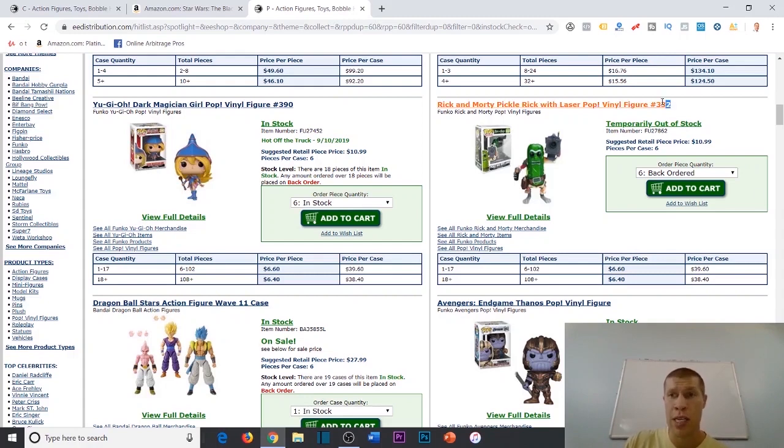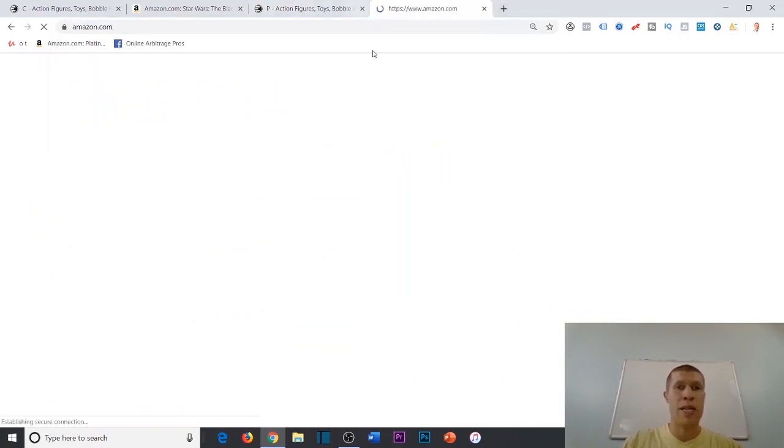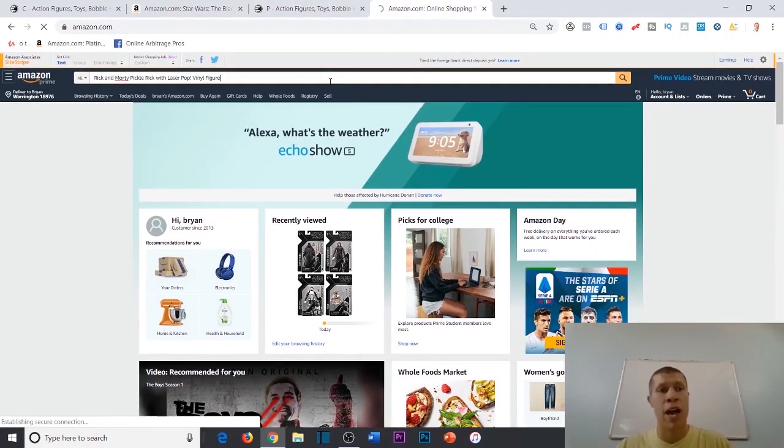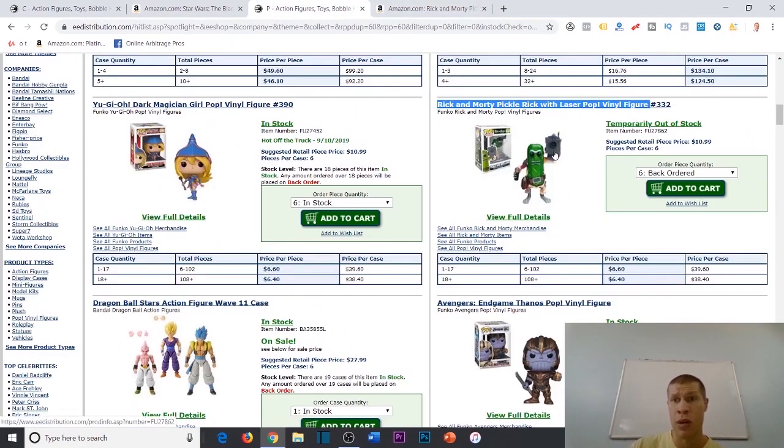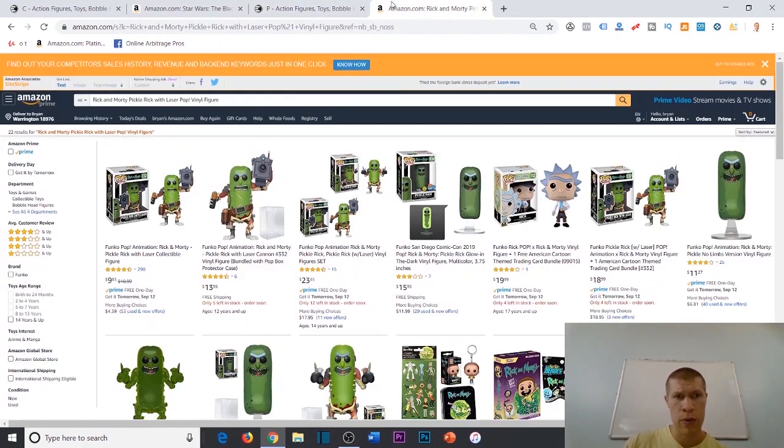Now, if I needed to research this, I would basically take the title, right? So Rick and Morty, Pickle Rick with Laser Pop vinyl figure, and I would take that into Amazon and search it and do product research, because none of it matters if it's not actually selling on Amazon for a profit and selling well. So it looks like this is it right there, and this is temporarily out of stock, but I'm just showing you how to do product research. So we got the Rick and Morty vinyl figure. It looks like this one because that's with the case. We don't have the case.